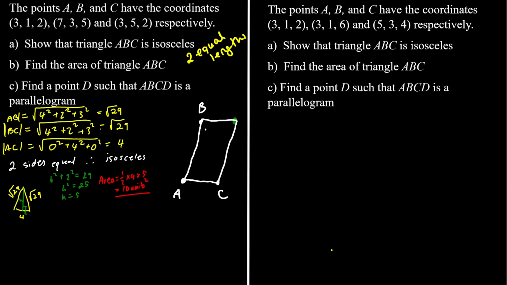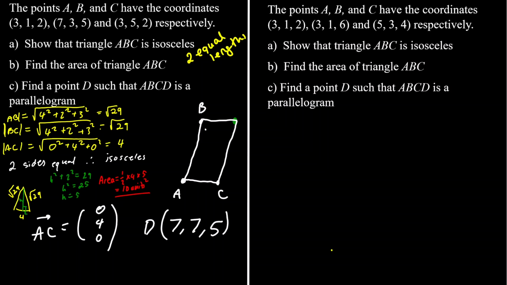How far do you move to get from A to C? Which is 0 in the x, 4 in the y, and 0 in the z. And we want to do that same movement to our B coordinate. So let me just write that down. I write A to C is 0, 4, 0. So if I do that translation to B, what do I get? I'll get 7, 7, 5. So D can be 7, 7, 5. So add nothing to the x, add 4 to the y, and nothing to the z.